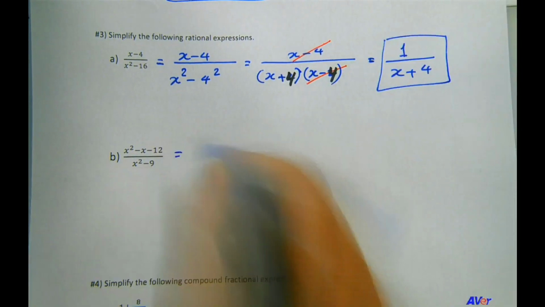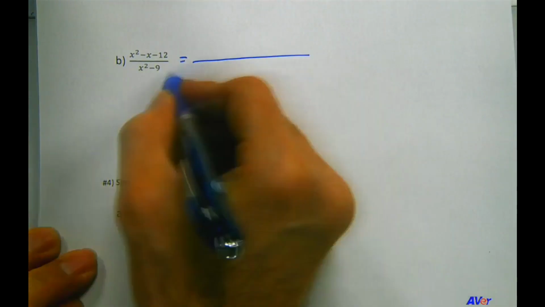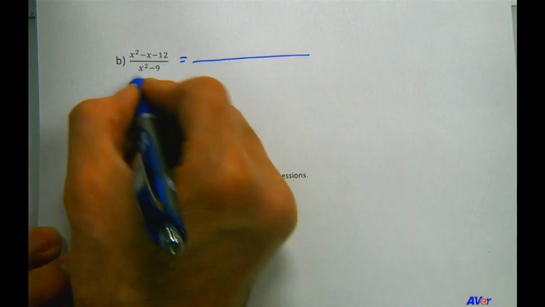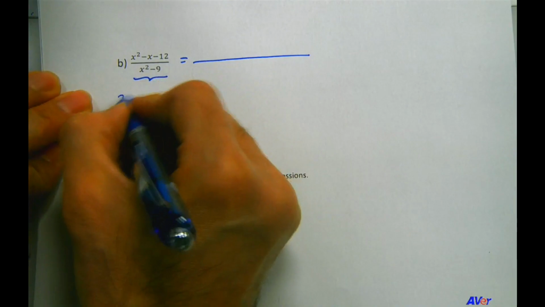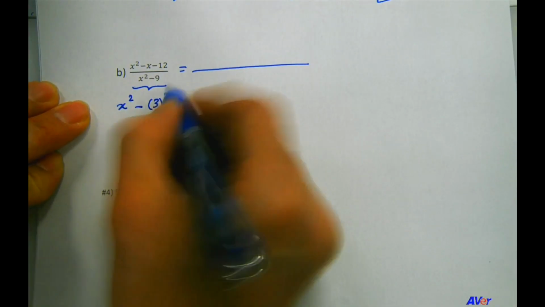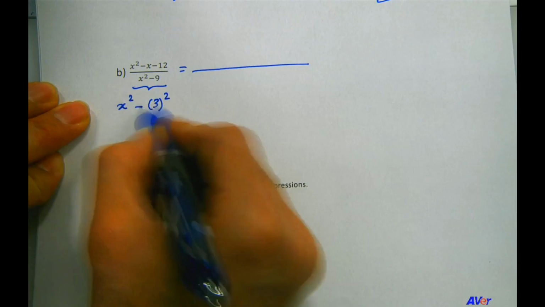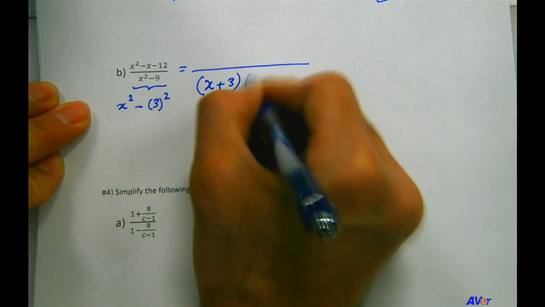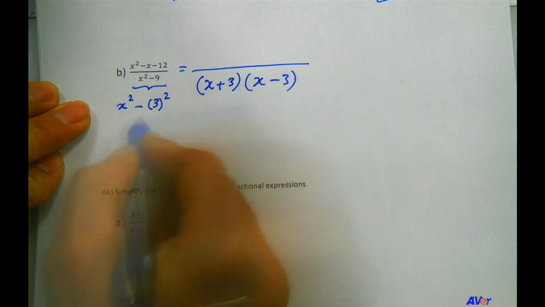Here, let's factor things out. Again, the denominator is a perfect square minus another perfect square, right? Because this is x squared minus 3 squared, a perfect square minus another perfect square. So that'll be x plus 3 times x minus 3.